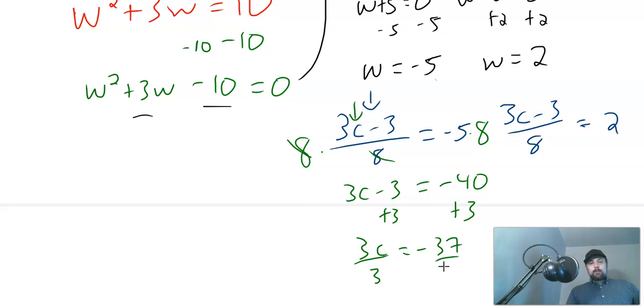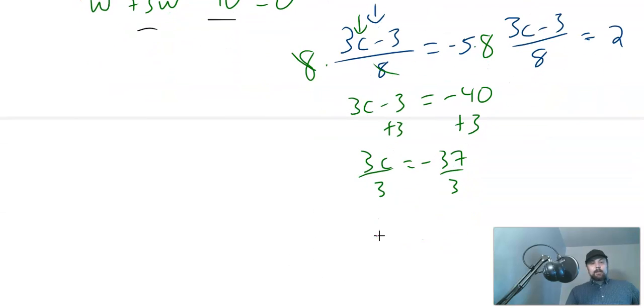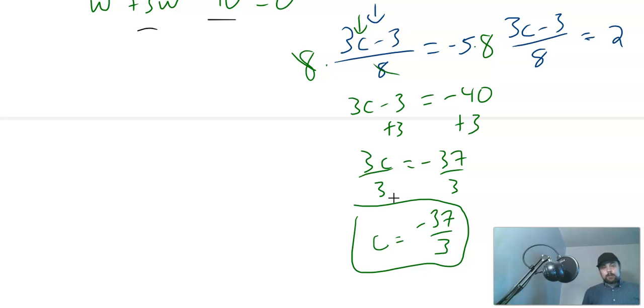And then we divide by 3. And we don't get the nicest answer here, but that's okay. We get c is equal to negative 37 over 3. And then Math Excel is going to say, okay, now I know what you're talking about. C is equal to negative 37 over 3. That is correct, right?